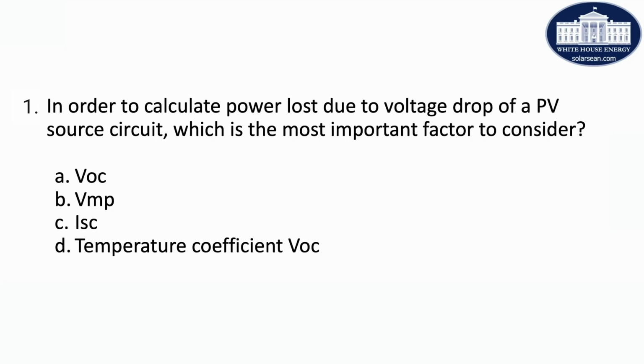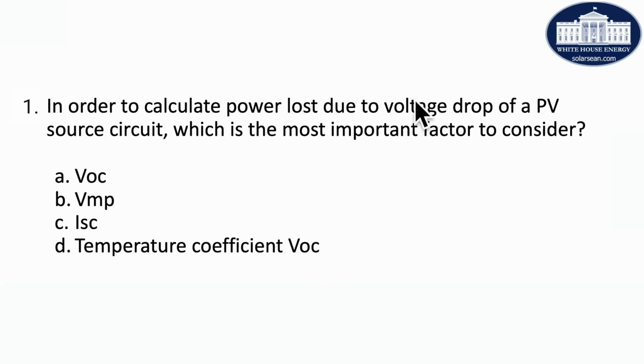Question: in order to calculate power loss due to voltage drop of a PV source circuit, which is the most important factor to consider? VOC, VMP, ISC, and temperature coefficient of VOC. All right, did you take your guess? Did you take your educated guess? Or do you just know?